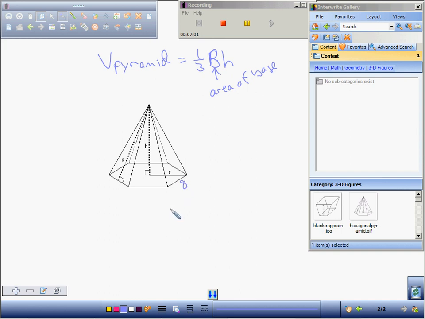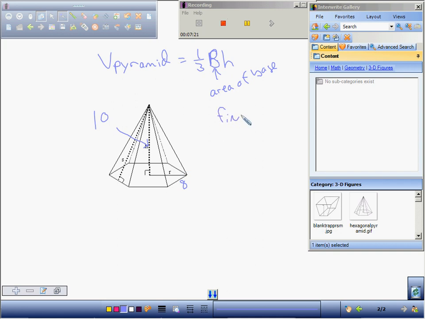And what else do I know? And I know that this height is 10. Okay? And they say, find the volume.